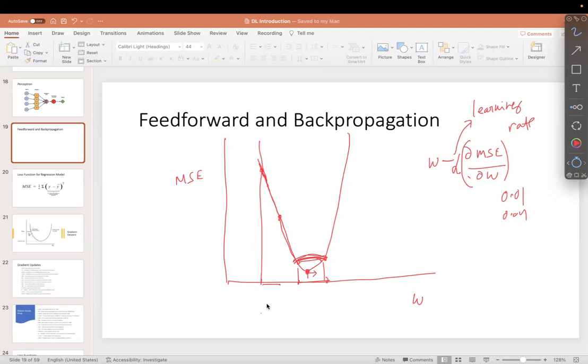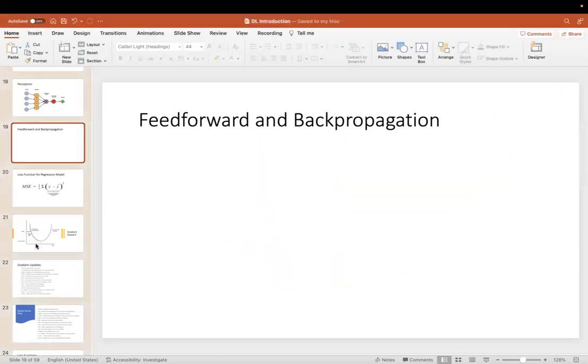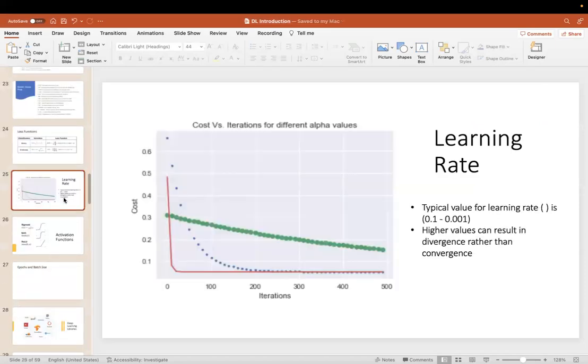So the optimizer function will typically look like this: W minus alpha dMSE by dW. So this is your learning rate, which is also a hyperparameter, by the way. This can be adjusted. We'll do that in hands-on. We'll adjust this and look at how it actually behaves. I think I have a diagram also. Let me see. Yeah, so this is a learning rate.